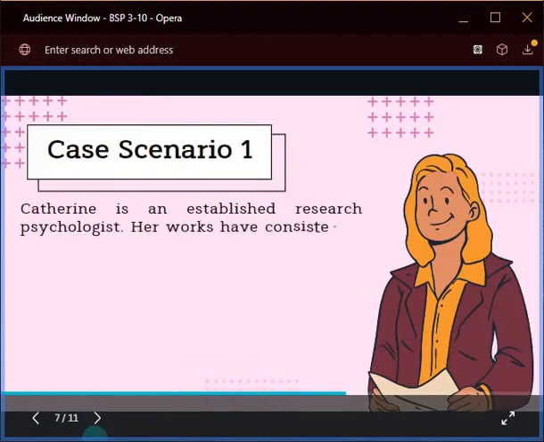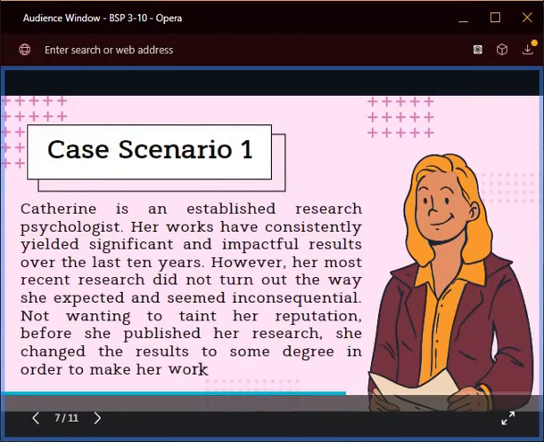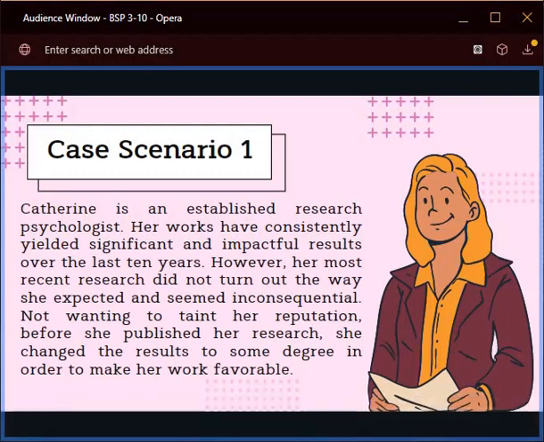So, to better understand this principle, let's look at several scenarios. First is case scenario number 1. Catherine is an established research psychologist. Her works have consistently yielded significant and impactful results over the last 10 years. However, her most recent research did not turn out the way she expected and seemed inconsequential. Not wanting to taint her reputation, before she published her research, she changed the results to some degree in order to make her work favorable.